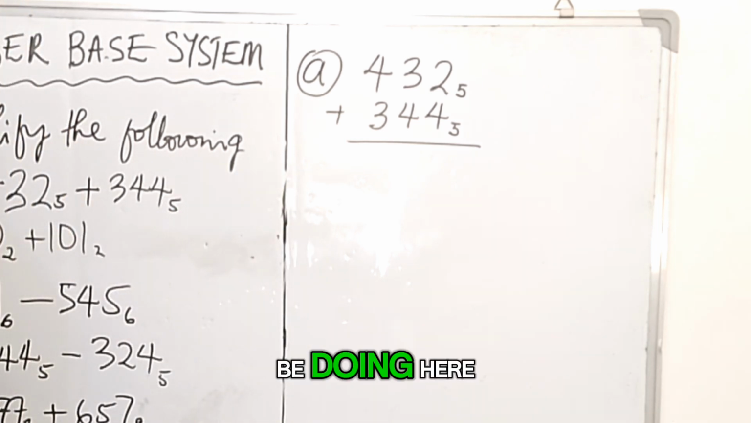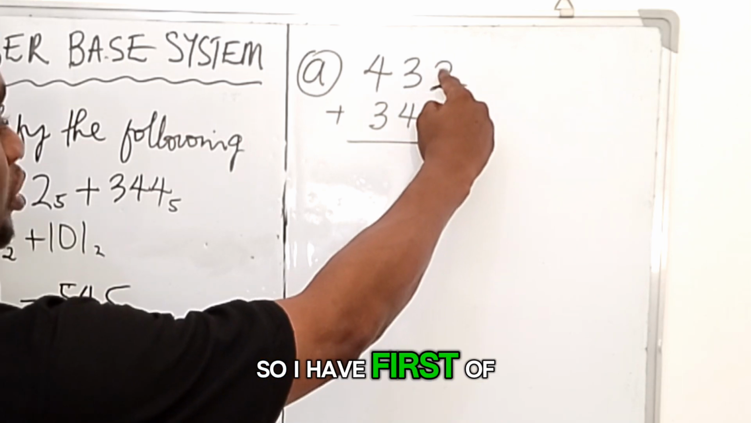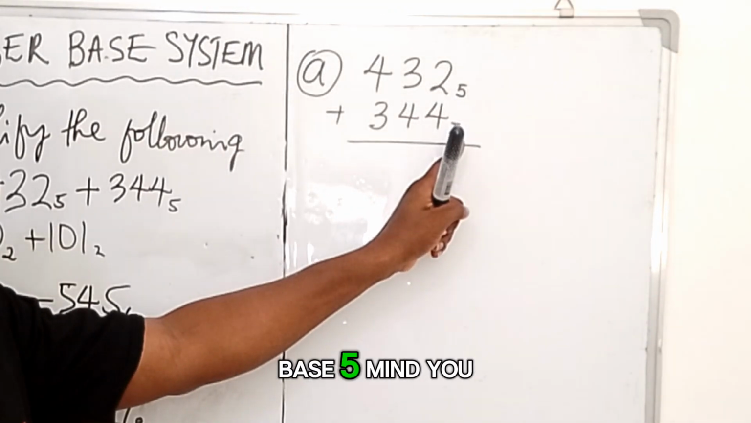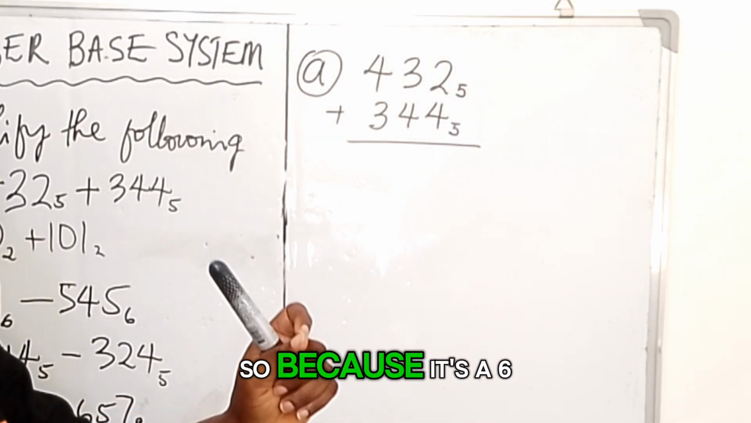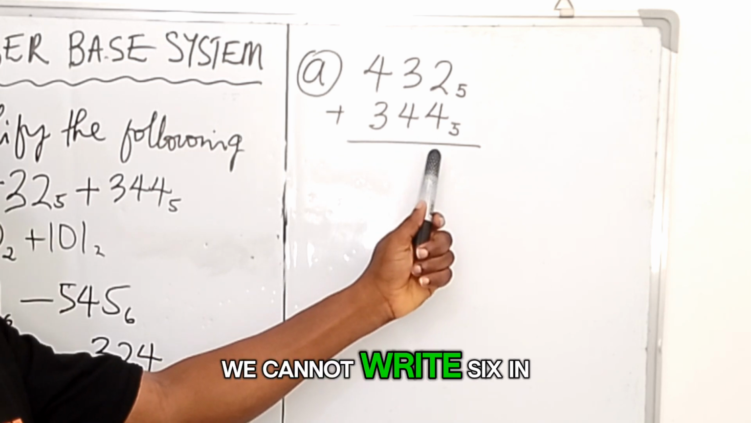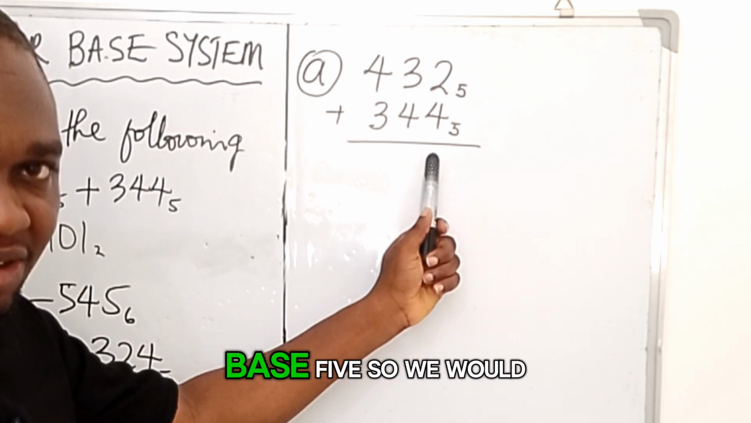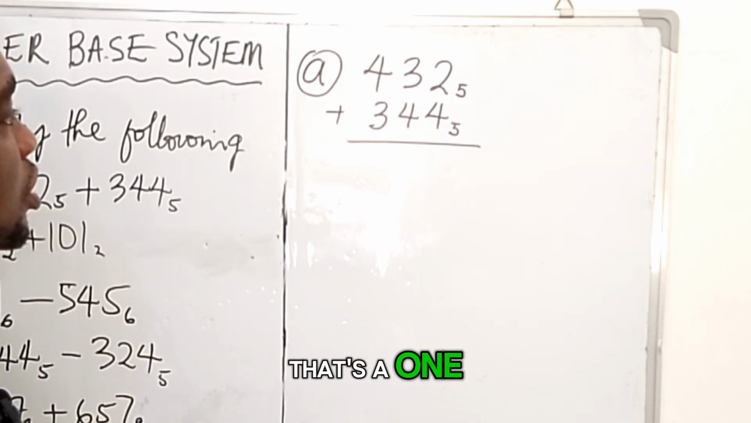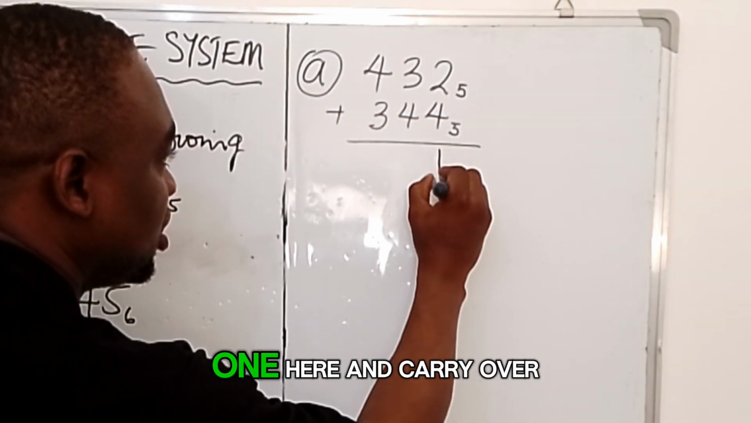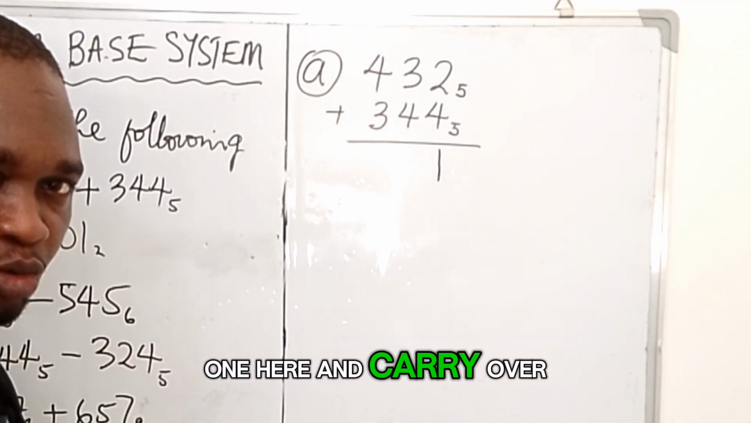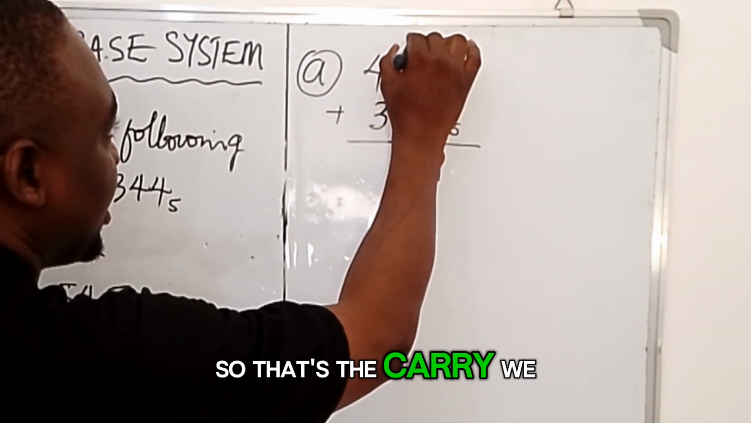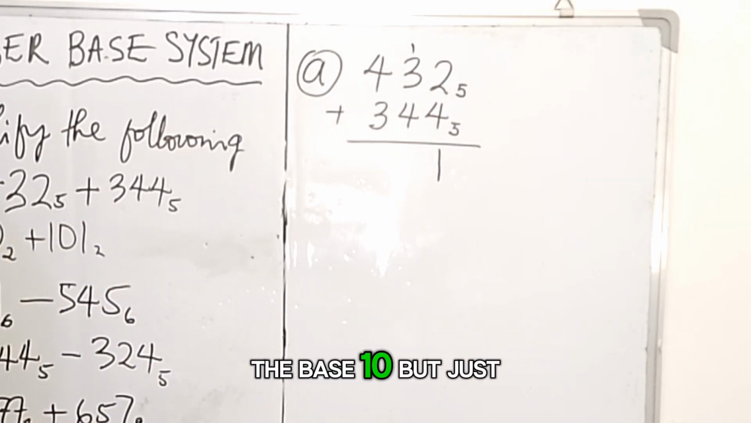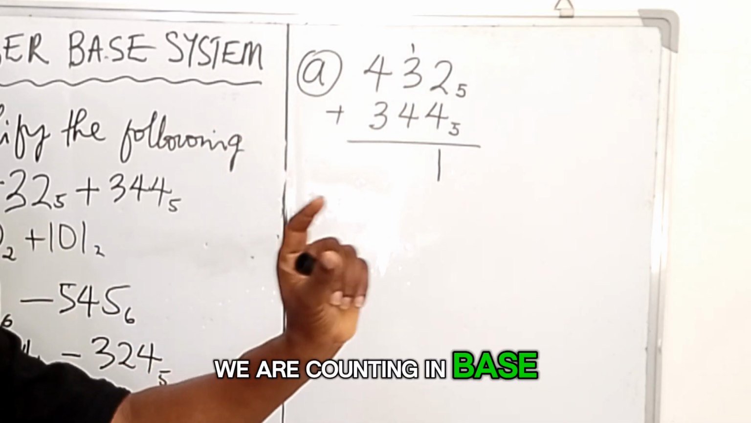So that's what I'm going to be doing here. So I have, first of all, 2 plus 4, 6. We are counting in base 5, mind you. So because it's a 6, we cannot write 6 in base 5. So we would say 6 minus 5, that's a 1. So we will drop the 1 here and carry over. So that's the carry, we are carrying 1 here, just like we do for base 10, but we are counting in base 5.